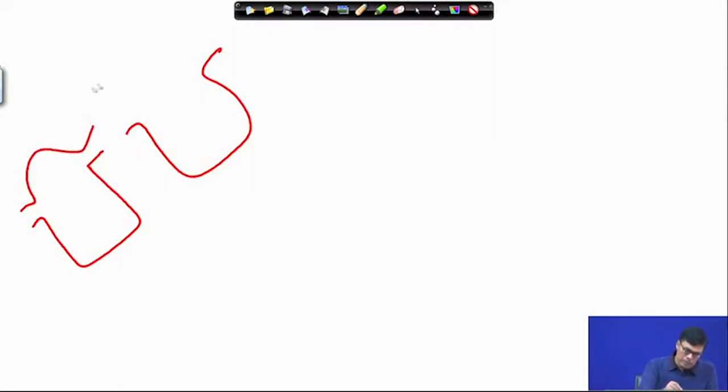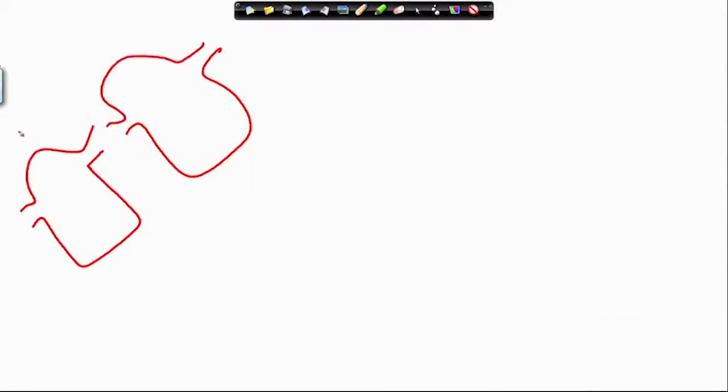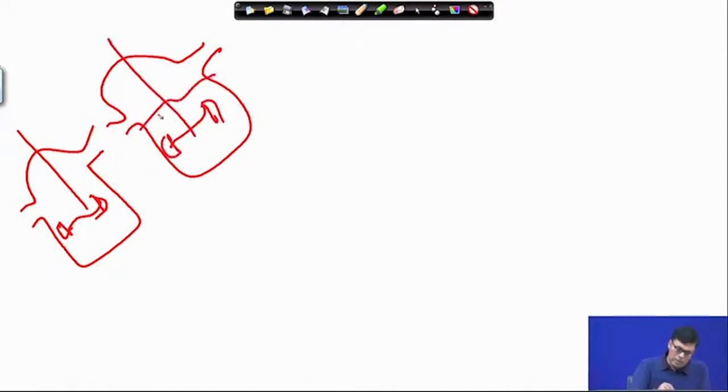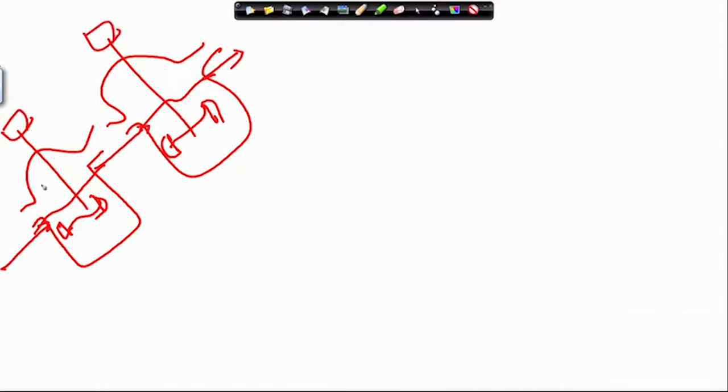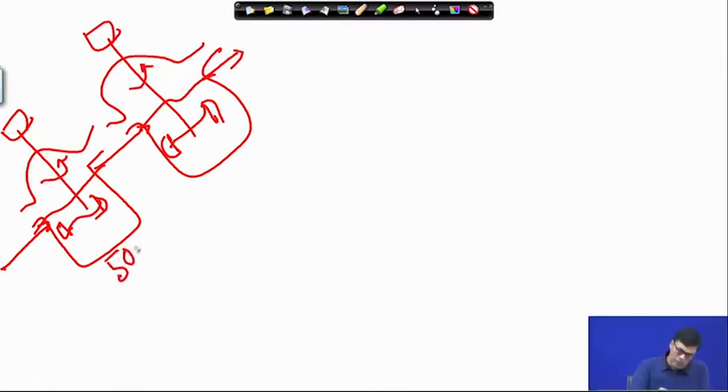The problem is like this. We have two reactors, this is one and this is two. We have a starter here and here, and this is liquid coming like this. Here this volume is 500 liter, and this is also 500 liter. Both capacities are 500 liter.